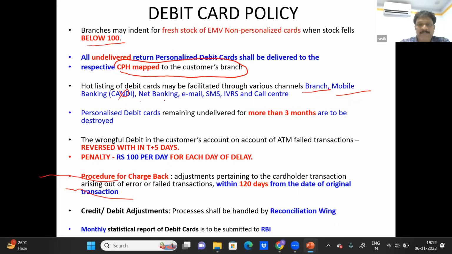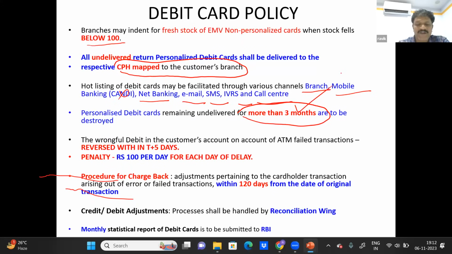This is AA1. Net banking, email, SMS, IVRS, and call. Anyway, they can hotlist. Now, personalized debit cards remaining undelivered, very important for exam, more than 3 months are to be destroyed. They may ask you, after how many months personalized debit cards has to be destroyed? Okay, 3 months. You know, already we have discussed this.